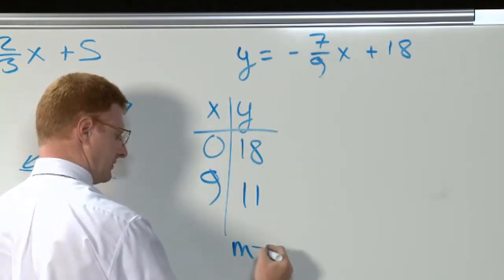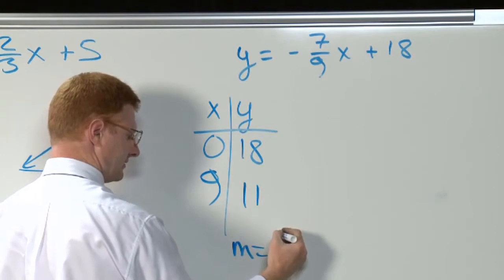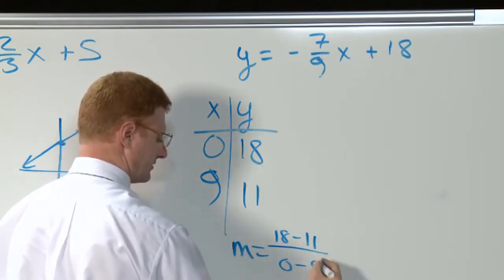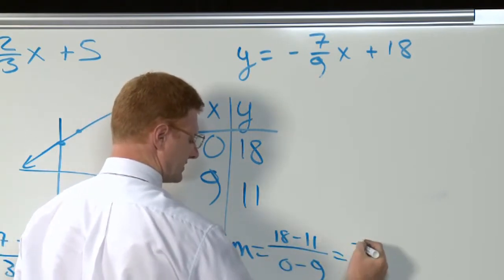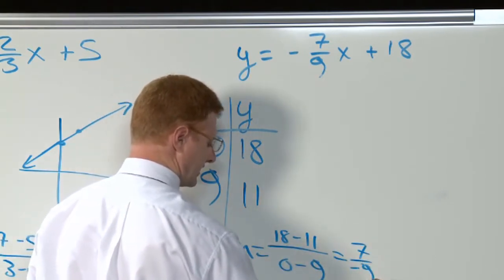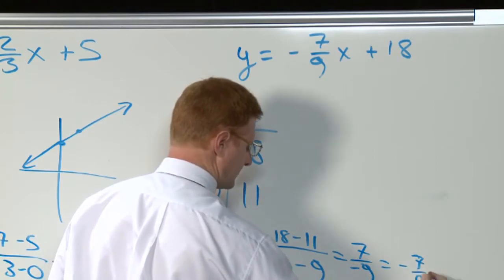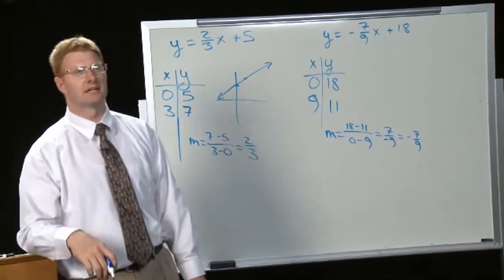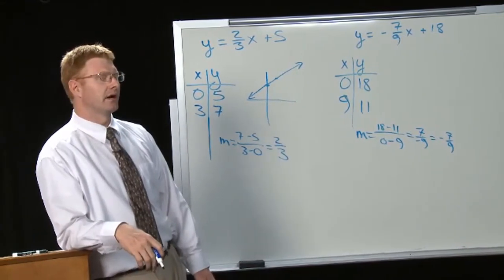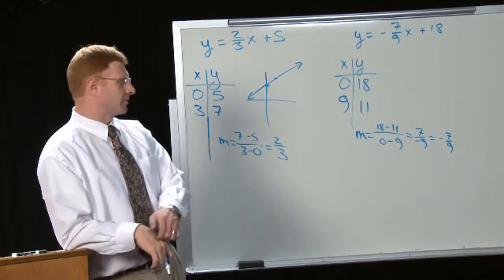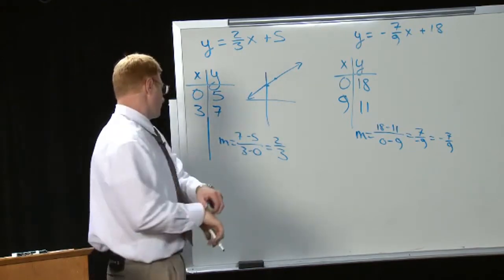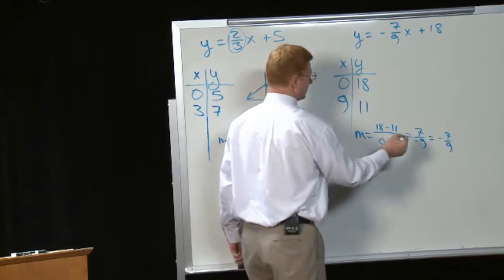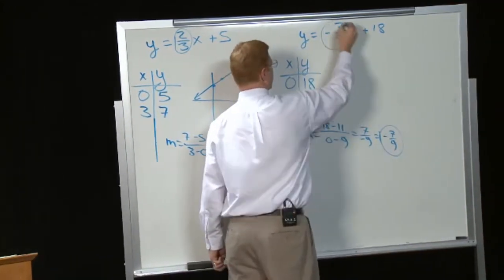The slope is going to be 18 minus 11 over 0 minus 9. 18 minus 11 is 7 over negative 9. That's negative 7/9. Now, we could do this over and over. And some of you will think, I think I see a pattern. Brother Baird, stop. 2/3. Negative 7/9.